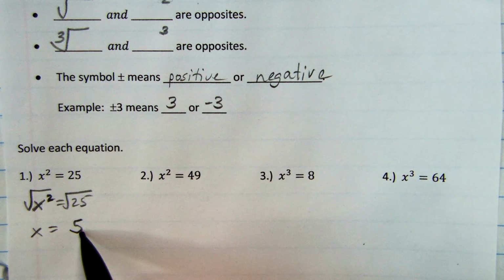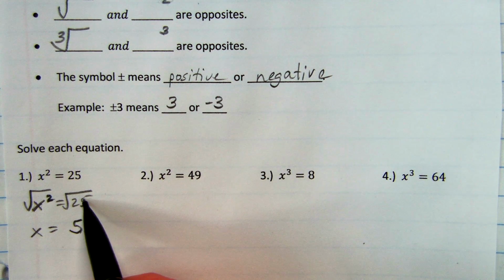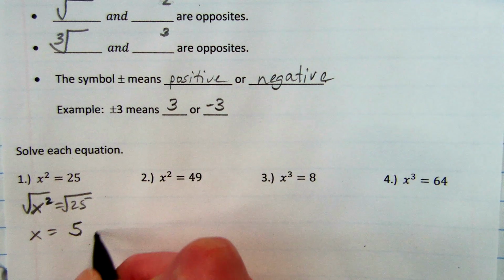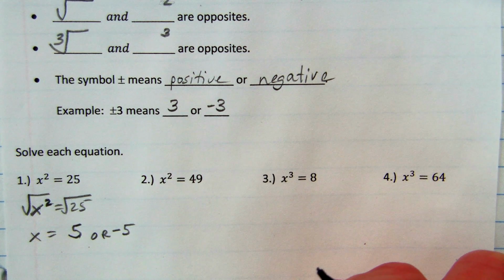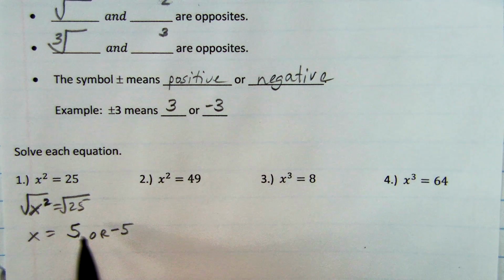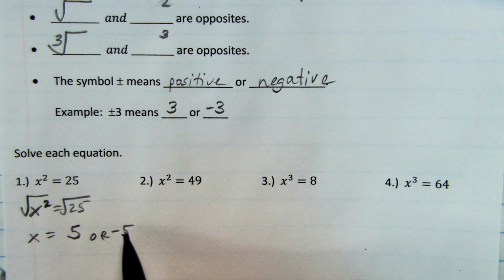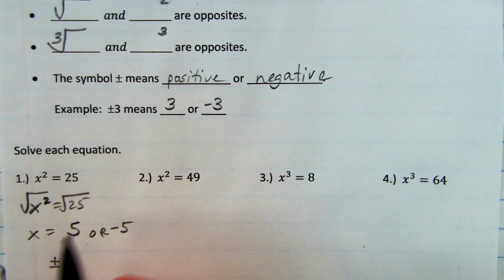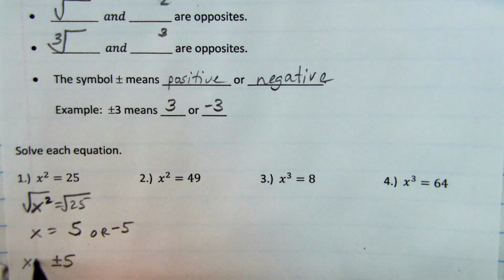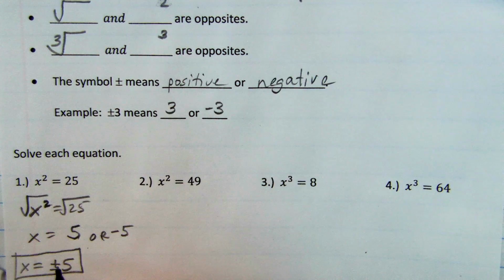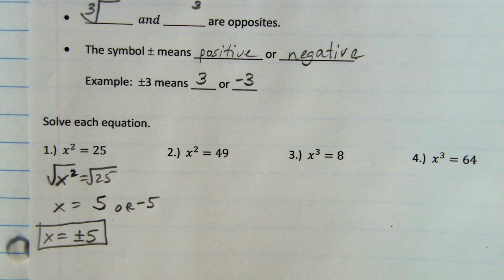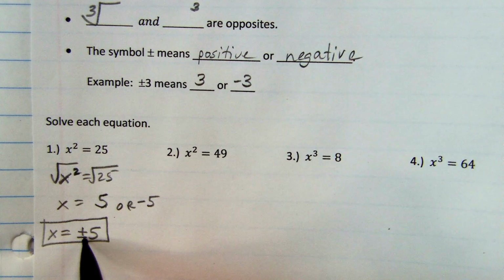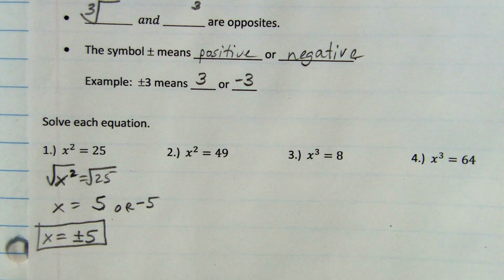If I take 5 times 5, I get 25, but I can also get 25 if I take negative 5 times negative 5. So there's technically 2 answers. And somebody got really tired of writing 5 or negative 5, so they invented this symbol, plus or minus 5. Basically this includes both answers, and it doesn't take very long to write. So if you are taking a square root, you should always have a plus or minus in front of the answer, unless they're telling you that they just want the positive one.